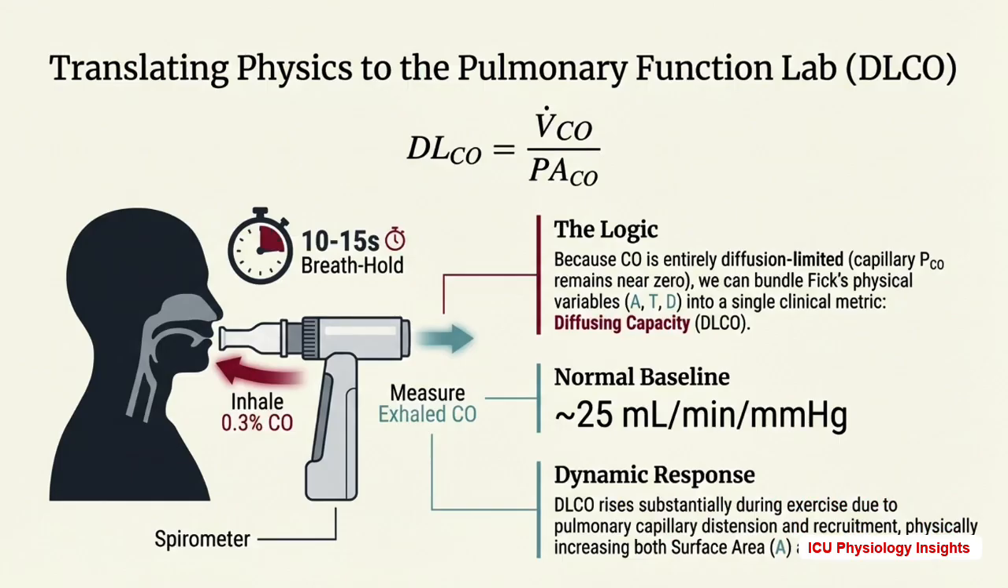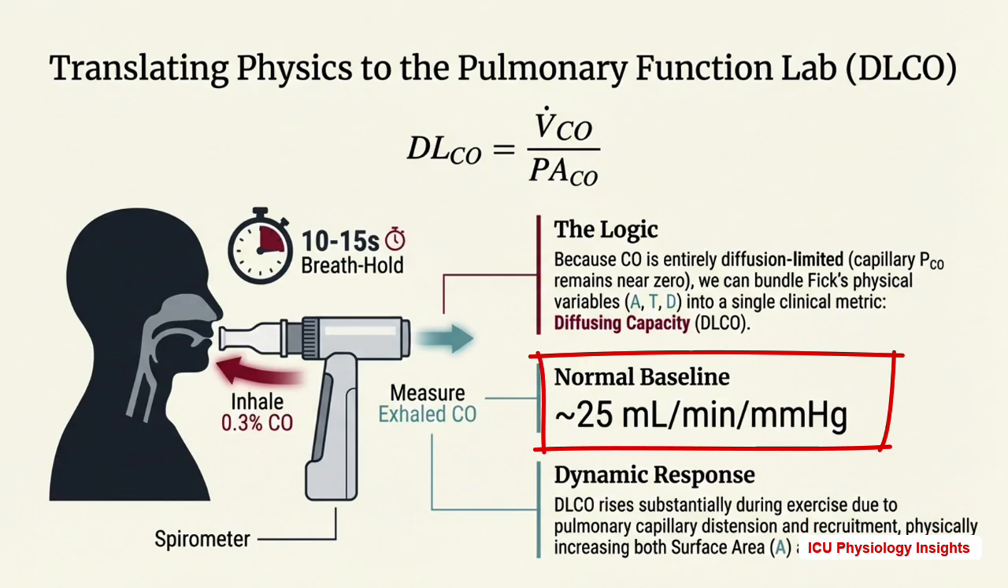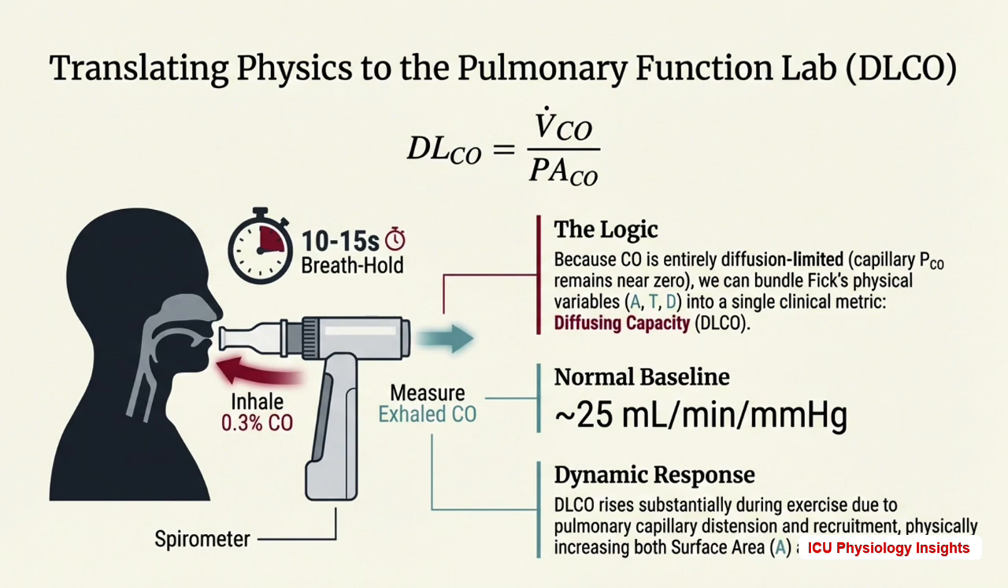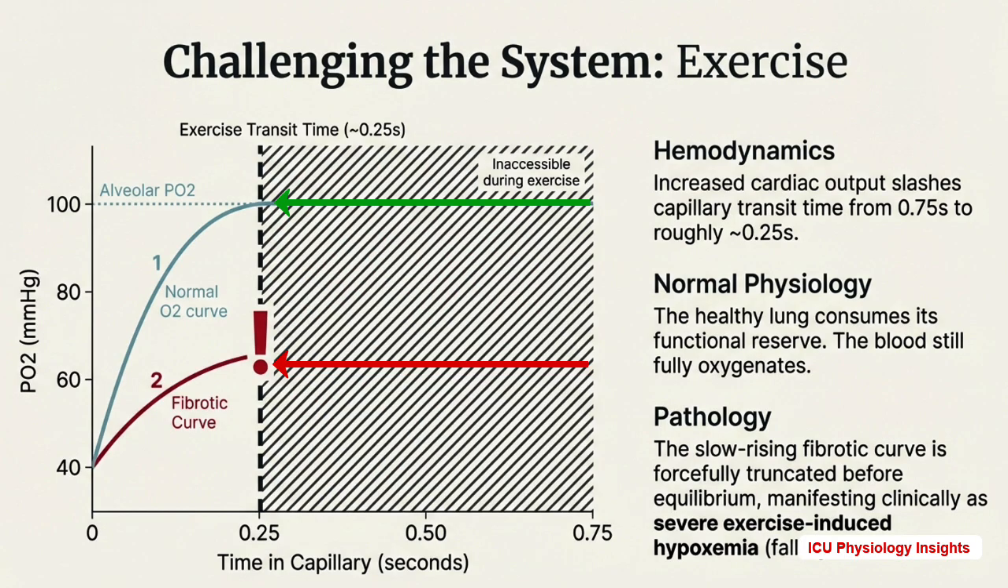So what's a normal value? In a healthy person just sitting there, it's about 25 milliliters per minute per mmHg. But here's what's really interesting. In a healthy person, that number goes way up with exercise. Why? Because you recruit and distend more capillaries, which increases the surface area for diffusion. In patients with diseases like pulmonary fibrosis, this ability to increase the DLCO with exercise is severely blunted, or even absent. That's a key diagnostic feature.